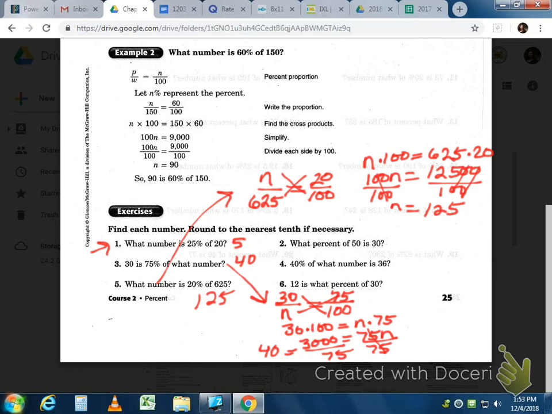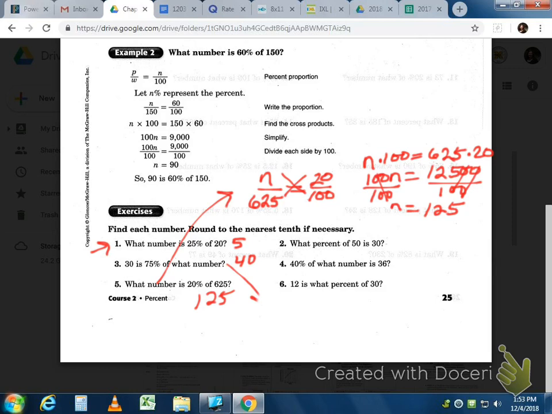Okay, I'm going to do one more. I'm going to do number 6. 12 is what percent of 30? Fraction bar, equal sign, fraction bar, 100 on the bottom right. Did they give us a percentage? No. So N goes above the 100.